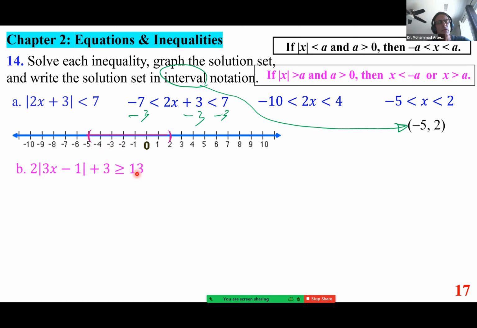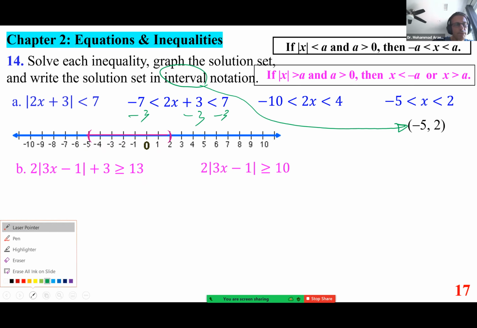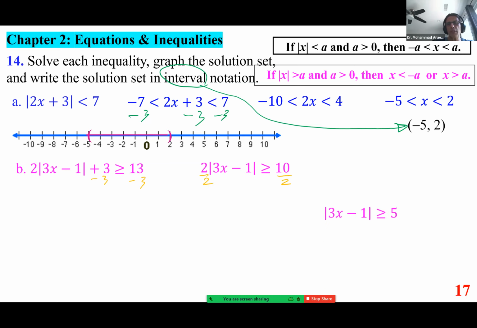In this case, let's go back to what we learned from the previous page. Step one, isolate the absolute value. It's not. Let's get rid of number 3. So let's subtract number 3 and this becomes 10. Let's get rid of number 2. That becomes absolute value of 3x minus 1 larger than or equal to 5.